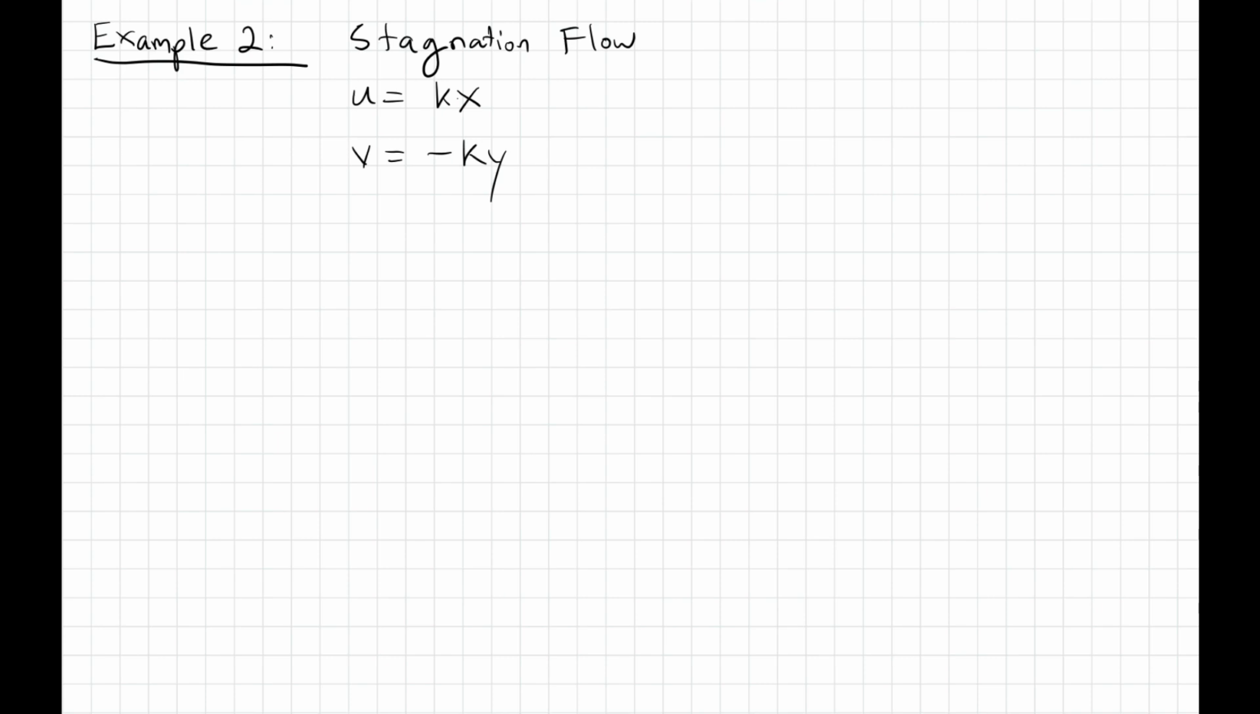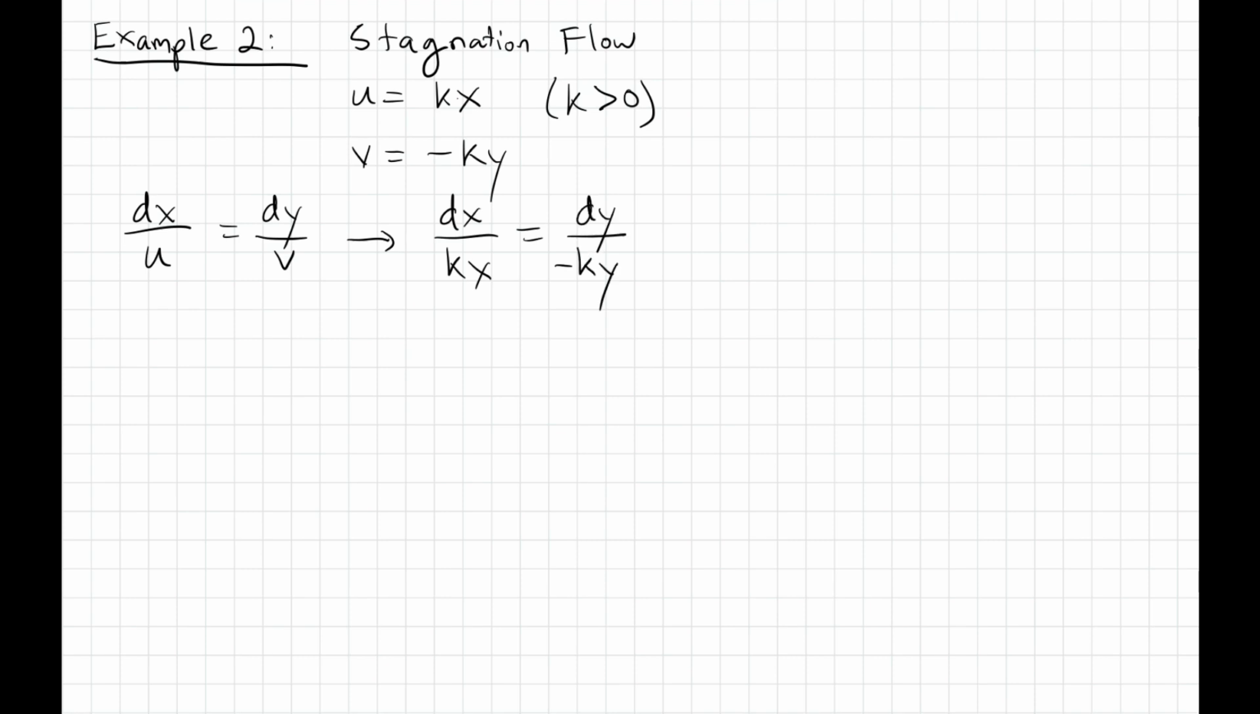is some positive constant. Okay, so let's try and figure out what the streamlines of that flow look like, and then I'll explain why it's called a stagnation flow. So we use our definition of the streamline, dx over u equal dy over v, and plug in our expressions for u and v. In this case, we'll see that the k's, the constants that appear in u and v, cancel. And again, we've got basically a left-hand side and a right-hand side of the equation that are sort of begging to be integrated.